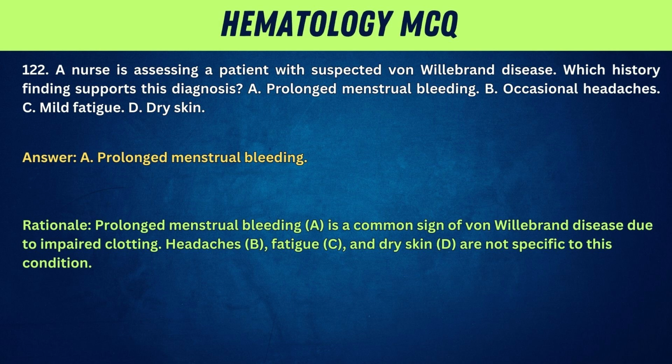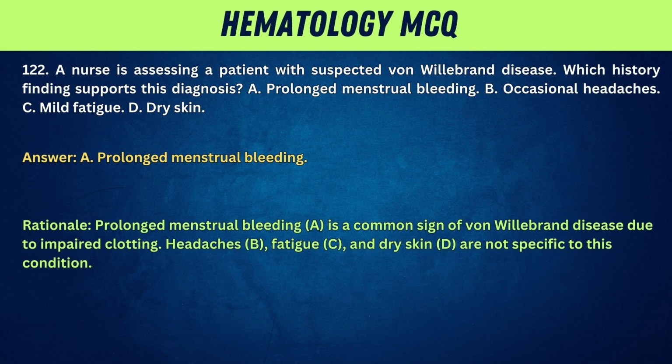122. A nurse is assessing a patient with suspected von Willebrand disease. Which history finding supports this diagnosis? A. Prolonged menstrual bleeding. B. Occasional headaches. C. Mild fatigue. D. Dry skin. Answer: A.